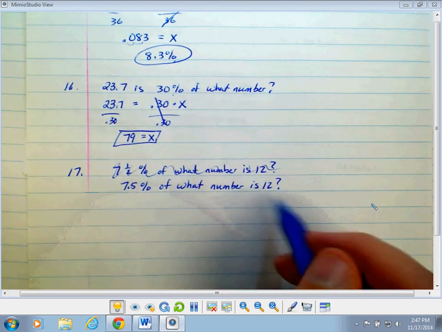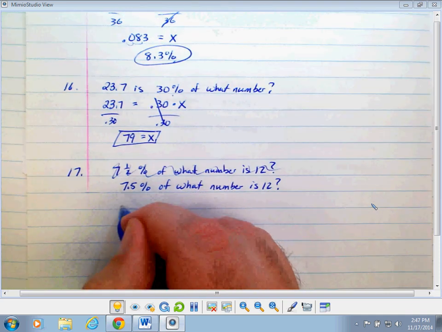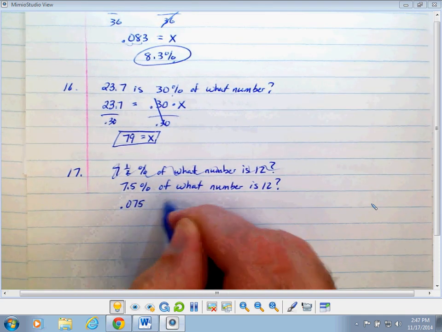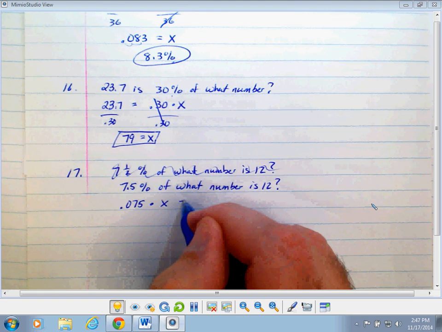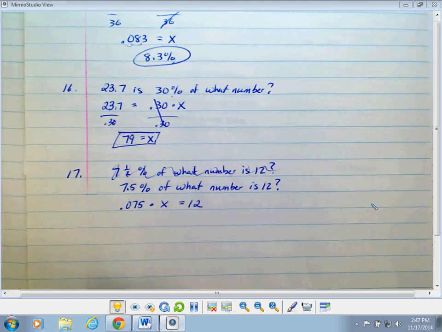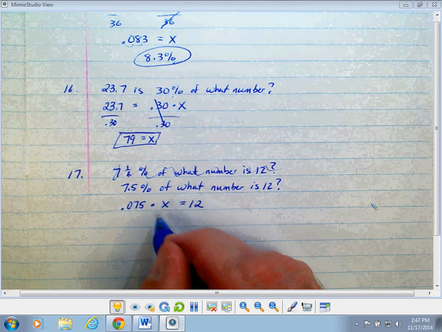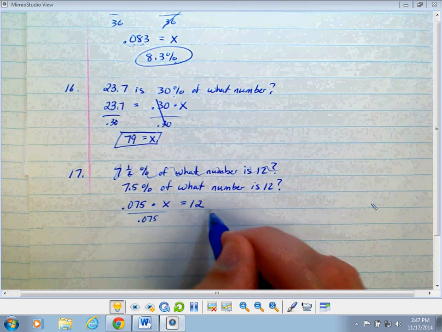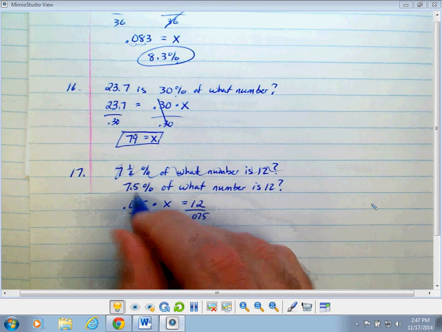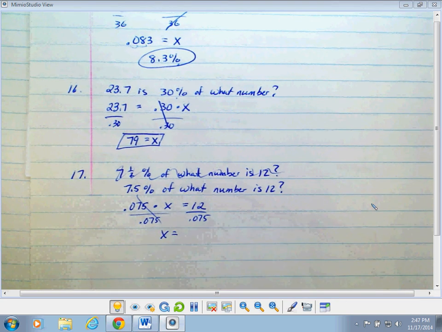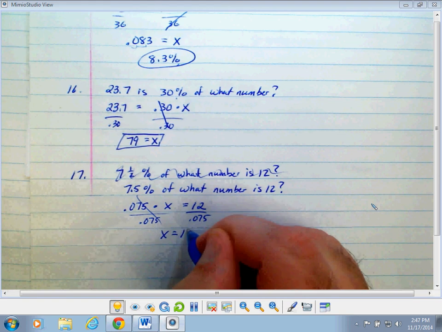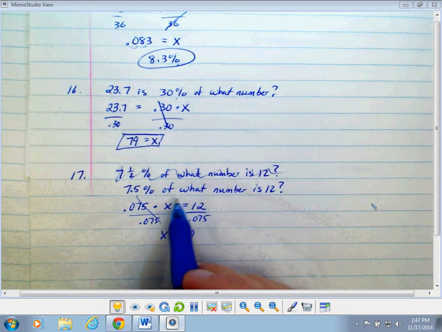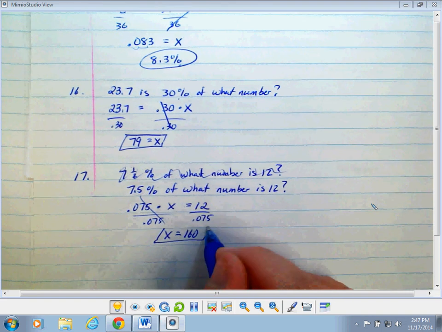So if we start writing this like a math equation, 7.5% is going to be 0.075. Of means times. What number means x. Is means equal 12. And again, to get rid of the 0.075, I divide by 0.075 on both sides. And x, again, we'll have to do some calculator work. It's going to be 160. And once again, we were looking for a regular number, not a percent. So this is our final answer.